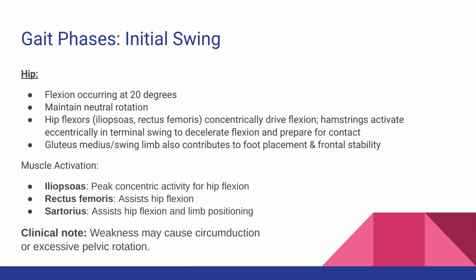During initial swing, the hip flexes to approximately 20 degrees. This phase is dominated by active muscle contraction. The iliopsoas demonstrates peak concentric activity during initial swing, making it one of the most metabolically demanding phases for the hip flexors.